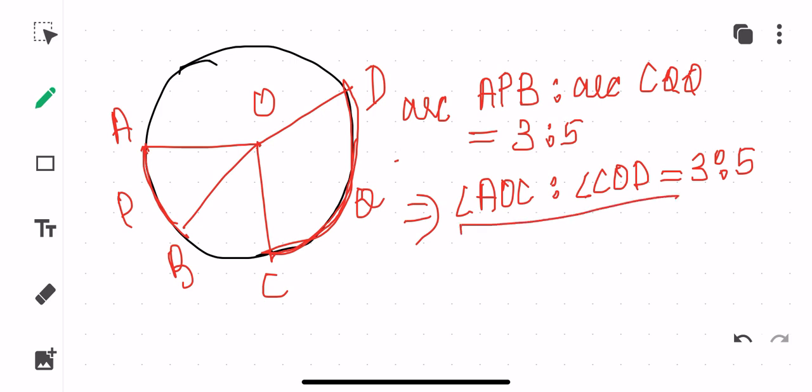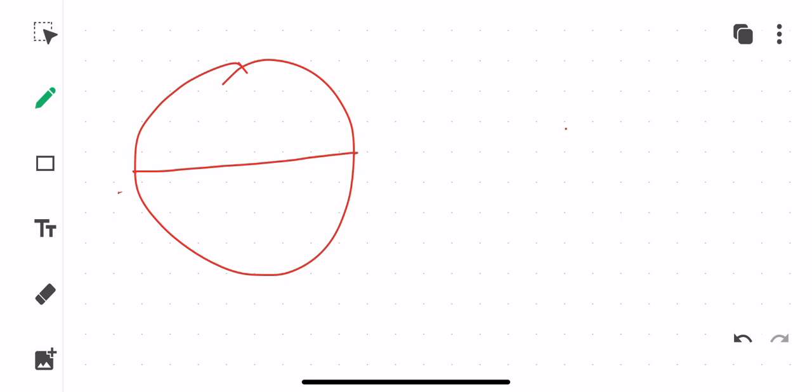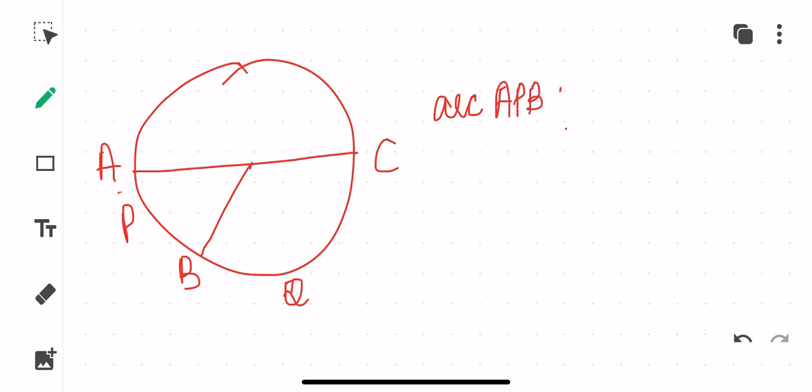Okay, similarly, there can be a sum of this type, children, which I'll be showing you right now. See, suppose this is our circle and this is my diameter, and suppose this is APB and this is BQC. I have been given that arc APB is to arc BQC is equal to 1:2. Then if they have given that AC is the diameter, they are asking you to find the measure of these particular angles. How are you going to find out?